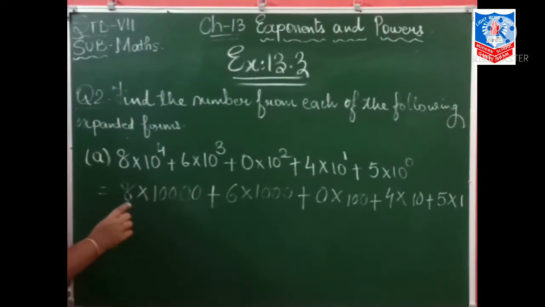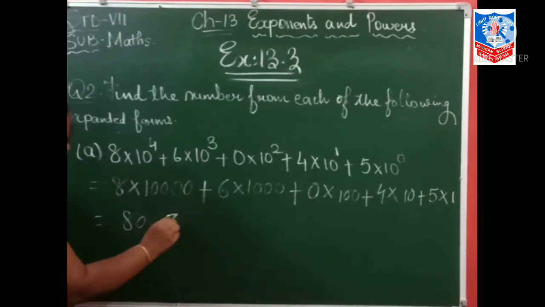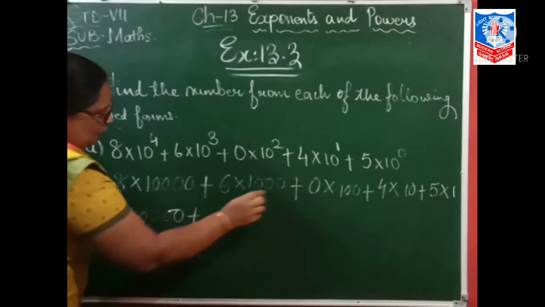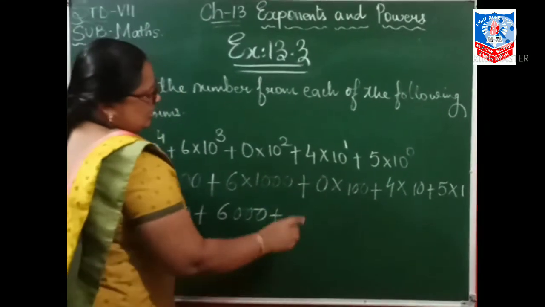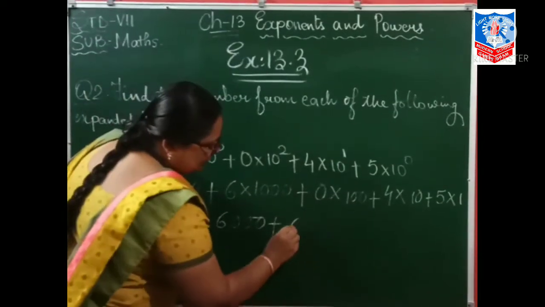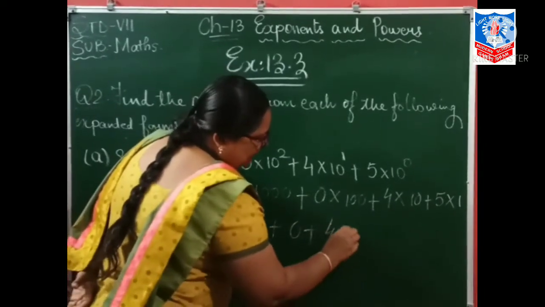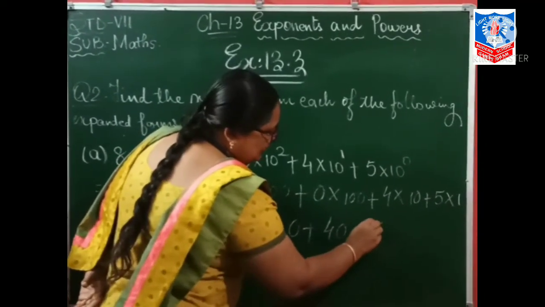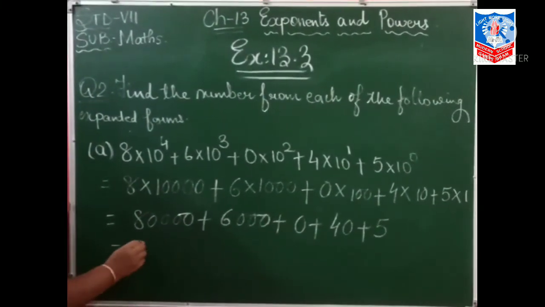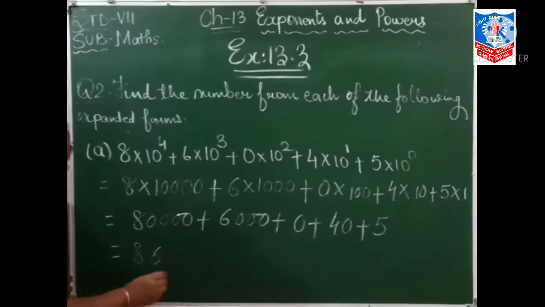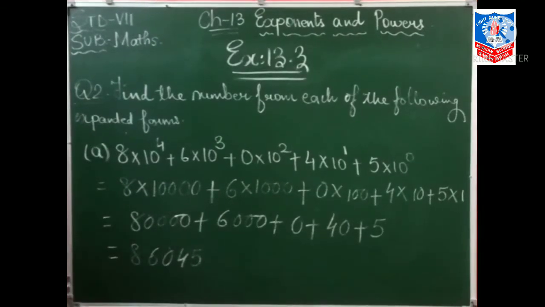Then 8 into 10,000 is 80,000 plus 6 into 1000 is 6,000 plus 0 into 100 is 0 plus 4 into 10 is 40 plus 5 into 1 is 5. So our answer is 86,045. Understood?